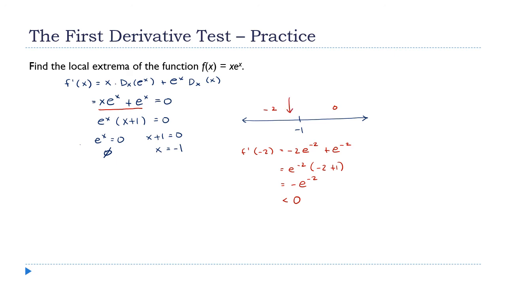All right, how about the other side? What is f prime of 0? Well, this is 0 times e to the 0 plus e to the 0, which is 1, which is greater than 0. So on this side, it's increasing. So the function comes down to this point, turns around, and comes back up. This is a minimum. So the function has a minimum at -1, comma, what is f of -1? That's negative e to the -1st. And that's it. There's my answer.